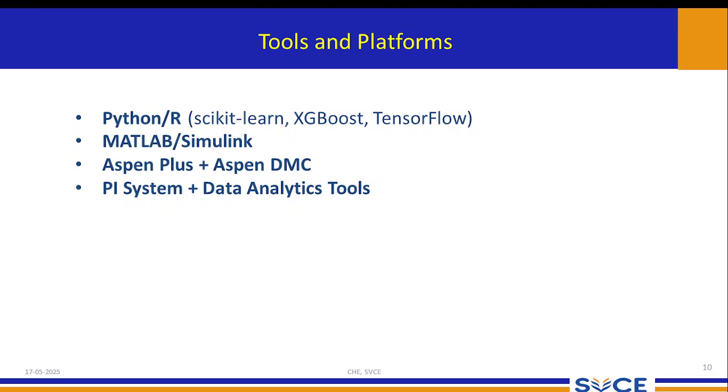So the AVEVA PI system is a data historian and asset management platform that collects, stores, and manages real-time and historical data from various sources like sensors and control systems. It allows users to visualize, analyze, and report on data, enabling improved decision making and operational efficiency.